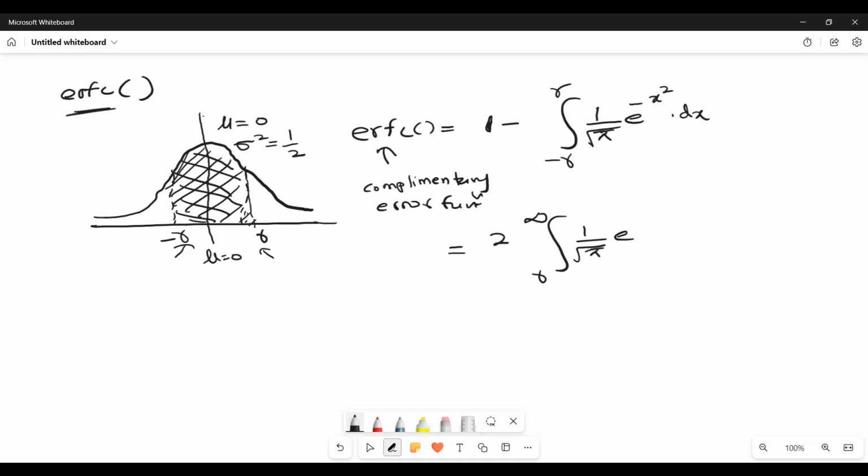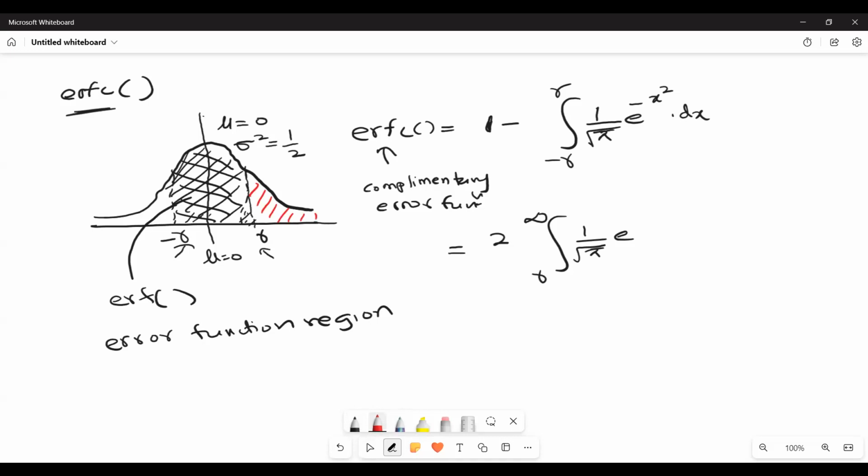Actually, this shaded region is the ERF function, the error function region. However, with the ERFC, we are finding the complementary of that error function region, which means we are finding the rest of the area, this area, not the middle one.